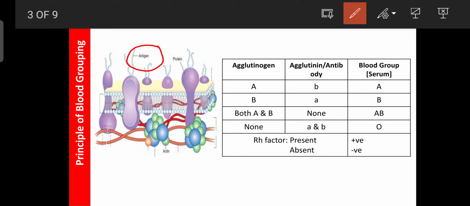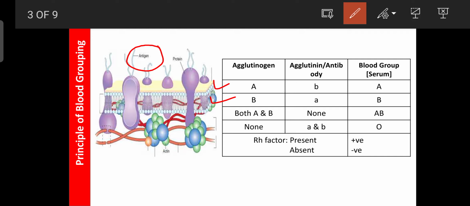Regarding the antigens present in the membranes of RBC, they are mainly of two types: antigen A and antigen B. These are the main ones. Along with antigen A and antigen B, another antigen is present, known as antigen H or the rhesus monkey factor. First we can concentrate on antigen A and antigen B.